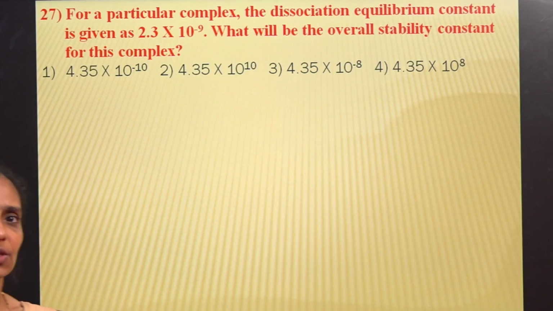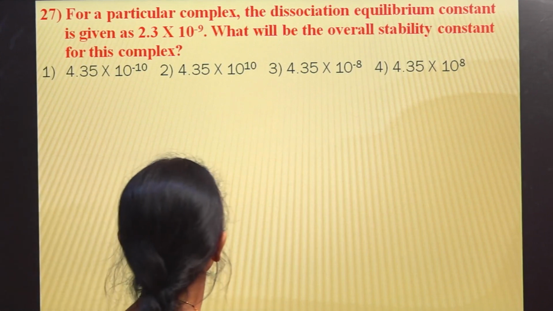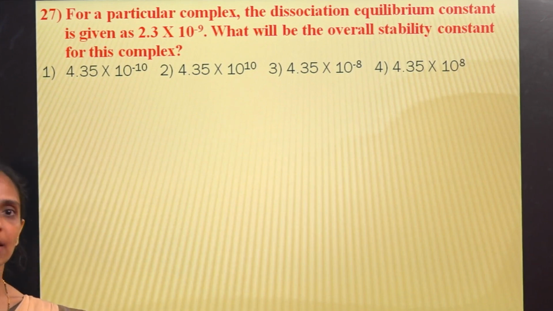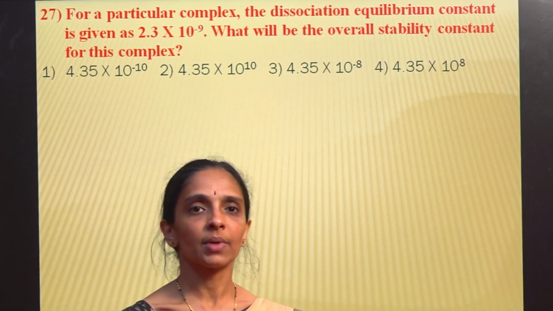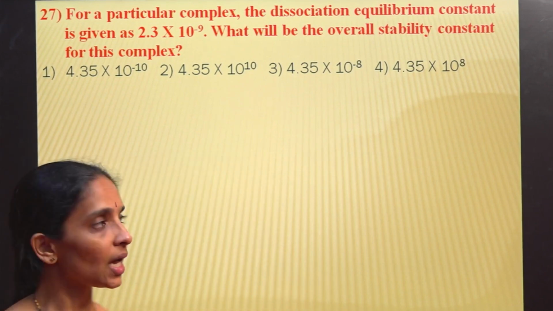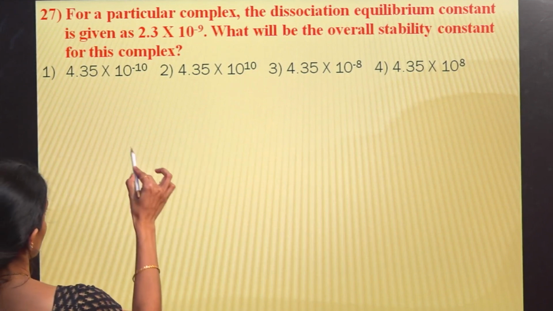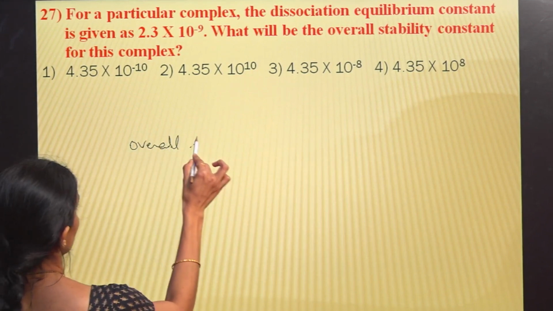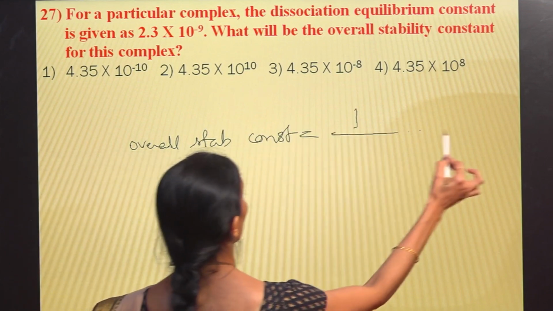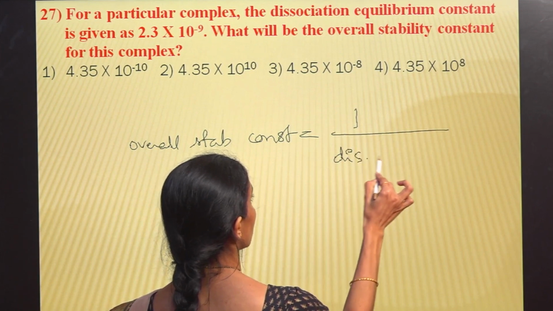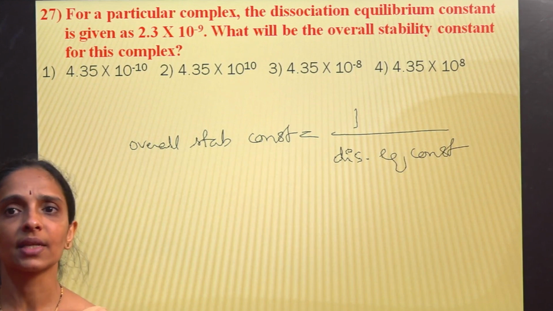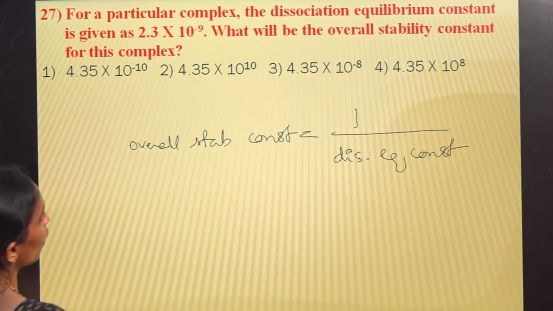Next is a question on dissociation, equilibrium constant and overall stability constant. A complex becomes highly stable if its overall stability constant value is very high. Now, what is the formula for overall stability constant of the complex? It is nothing but 1 by the dissociation equilibrium constant. Remember, the two constants are inversely related. They are the reciprocals of one another.